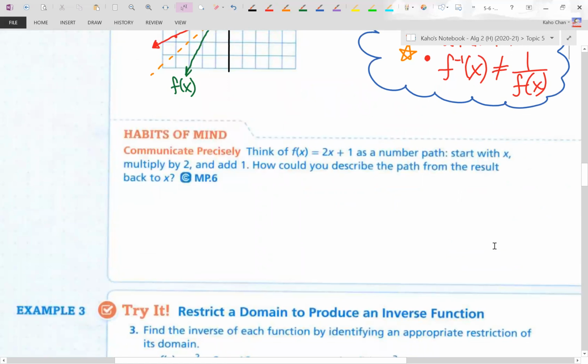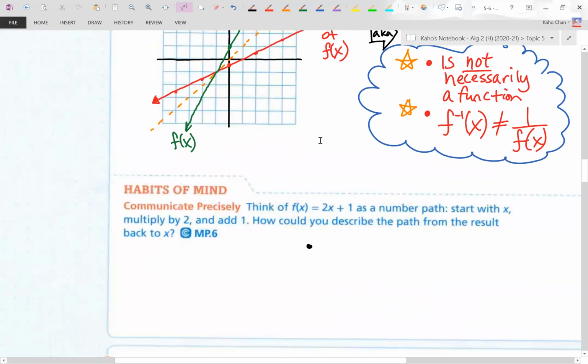The habits of mind talks about the number path, of which we just did our problem. If we were to go backwards of this function to find the inverse, of course, we want to subtract 1, right? That's opposite of plus 1. And then, of course, we want to divide by 2, which is opposite of the multiplication by 2 right there. We're just going backwards.